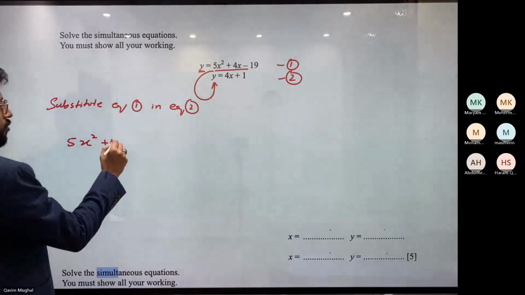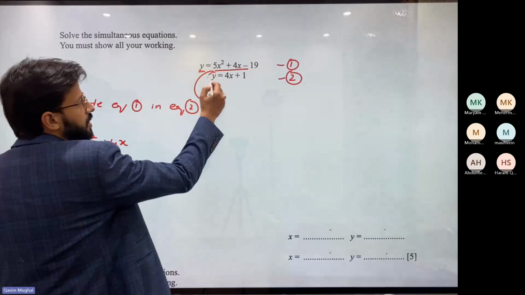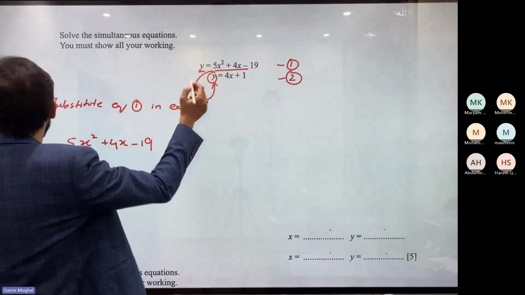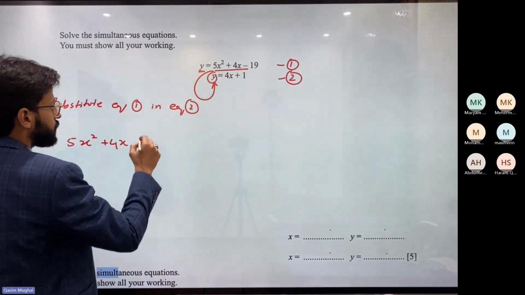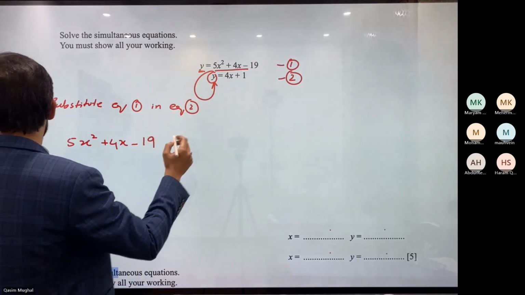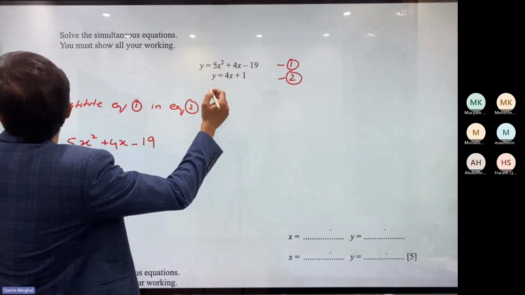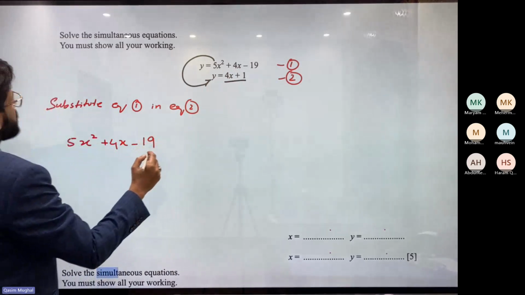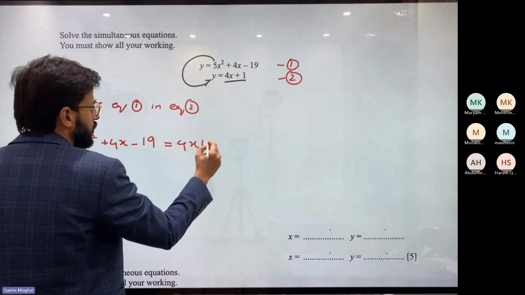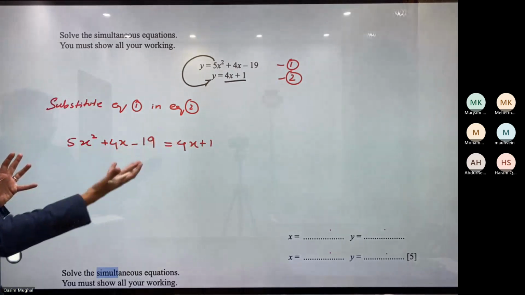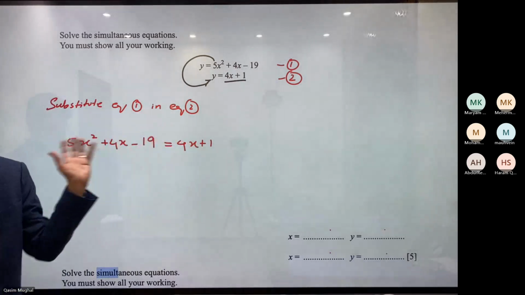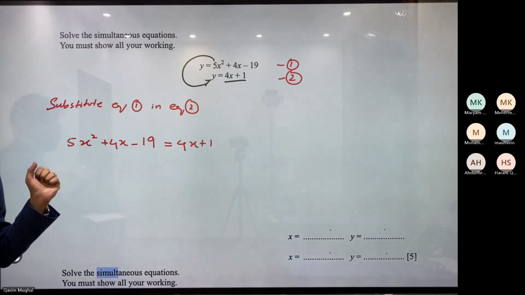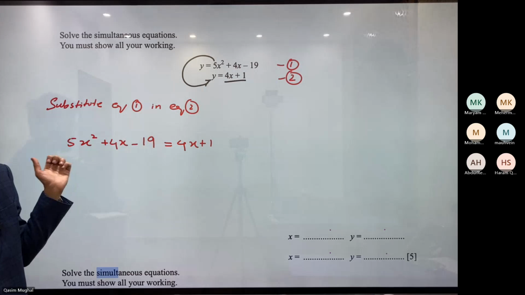5x squared plus 4x. इस y की जगह मैं इसकी y की वैल्यू पुट कर रहा हूँ. 5x squared plus 4x minus 19 is, so this is the replacement of this y, and rest will stay exactly the same. What does it look like? What are we going to have? What are we going to achieve? Where is this leading to?